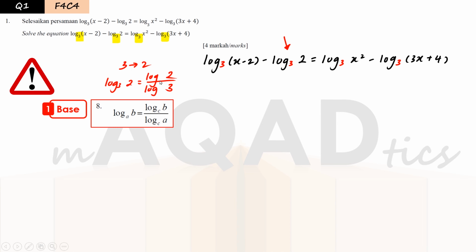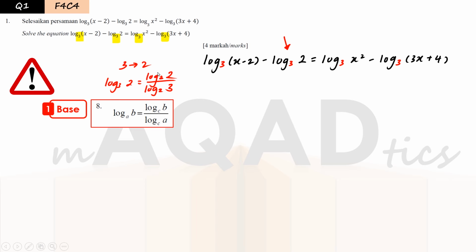But how about the new base value for these two logs? This depends on which base we are trying to change to, which is 2. So I'm just going to put the 2 here. This is how we change from base 3 to base 2.